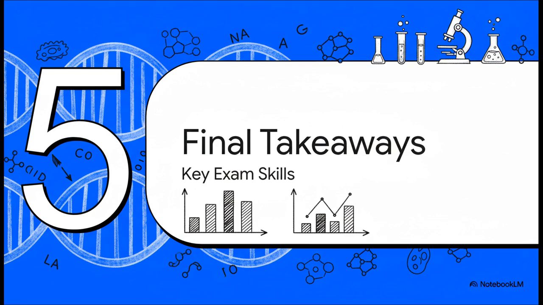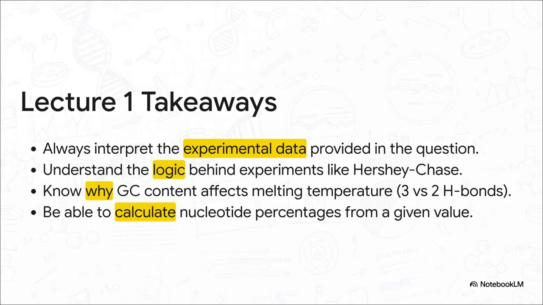All right, let's bring it all home. What are the absolute must-knows from Lecture 1 as you're hitting the books for the final? To sum it up, when you're studying, don't just memorize facts. You need to focus on these skills. Can you look at a piece of data and draw a conclusion from it and it alone? Can you explain the logic of an experiment, not just its result? Do you know why GC content affects melting temp, those 3 versus 2 hydrogen bonds? And can you do that quick math with the percentages? If you can nail these skills, you'll be in great shape for this part of the exam.